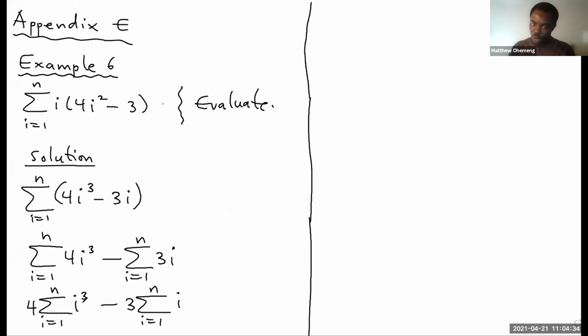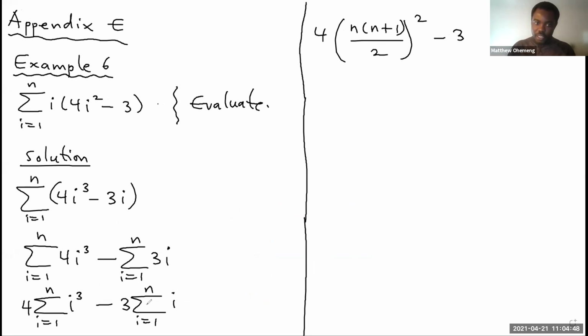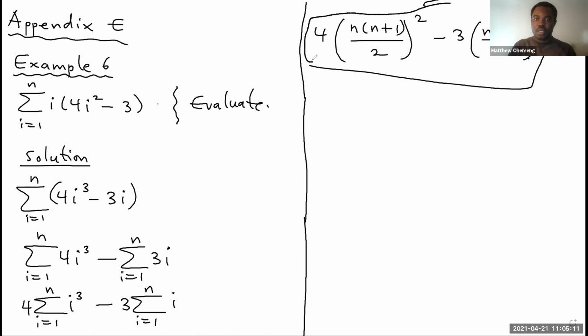For i cubed, the expression is going to be, you know that the sum of i cubed is n(n plus 1) over 2, all squared. And then minus 3 for the summation of i, we have n(n plus 1) all over 2. You see? And then when you get here, you can leave your answer like this, or you can simplify. The simplified version is on the PowerPoint. So that's your answer. So that means that the value of this sum is what you have here. There's the solution, right?